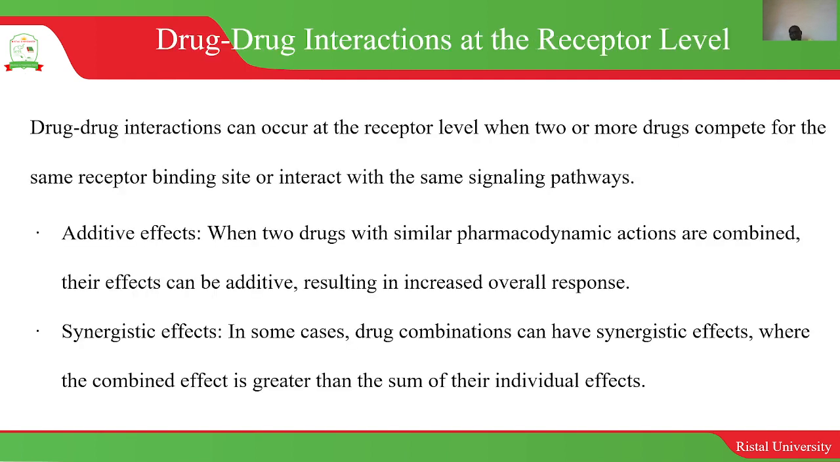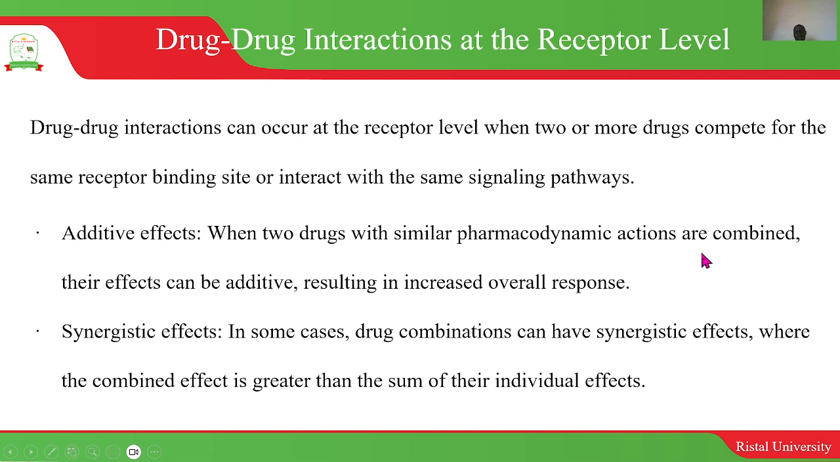Drug-drug interactions at the receptor level. We also have drugs that interact with each other. Drug-drug interaction can occur at the receptor level when two or more drugs compete for the same receptor binding site or interact with the same signaling pathway. We saw this in the agonist and antagonist, and we saw the effect produced when they are competing, the effect when the agonist is alone, and also when the antagonist is alone.